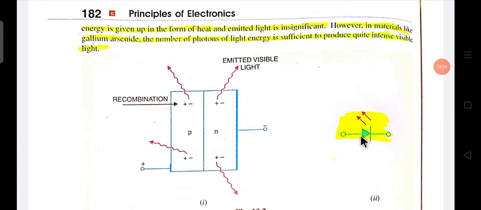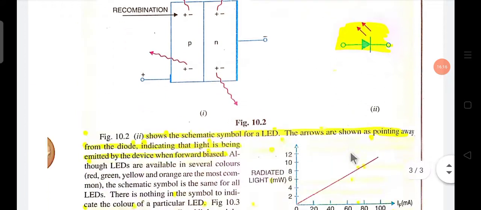Okay, this is the positive end, remember this is the positive end, and the tip of the arrow is the negative end, and this arrow direction shows that the light is emitted or produced from the LED. Okay, this is the schematic diagram, remember this.